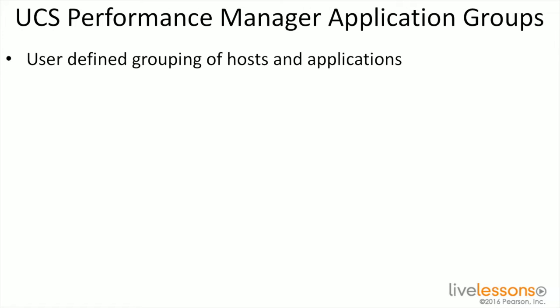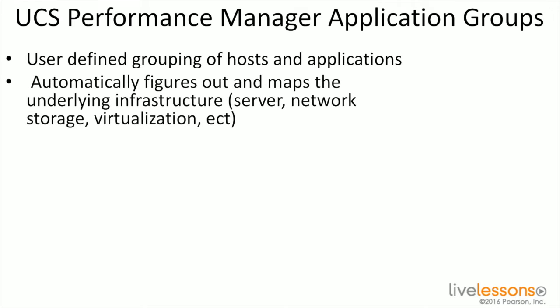So over the last few lessons, we've talked a lot about UCS Performance Manager. UCS Performance Manager has a function called application groups. And what these are is they're basically a way for a user to be able to define and group a set of hosts and applications so that you have the ability to identify all of the components that make up those applications.